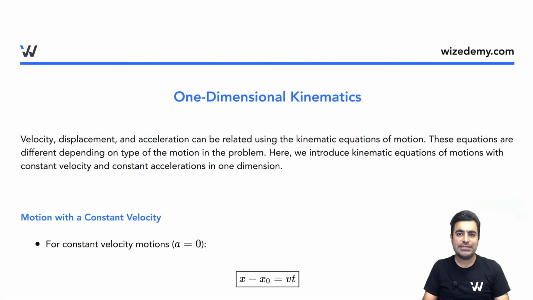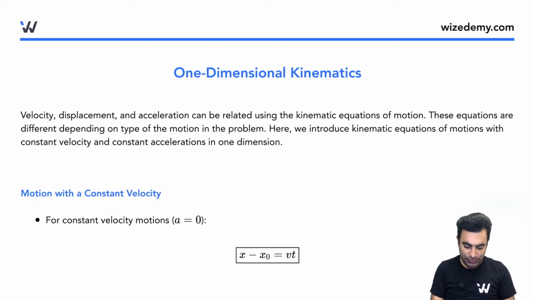Displacement, velocity, and acceleration can be connected to each other using kinematic equations. We can use this type of equation to find missing information for any kinematic problem. We have a different set of equations depending on the type of motion we're talking about. Here we learn how to find kinematic equations for constant velocity motion and also constant acceleration motion.